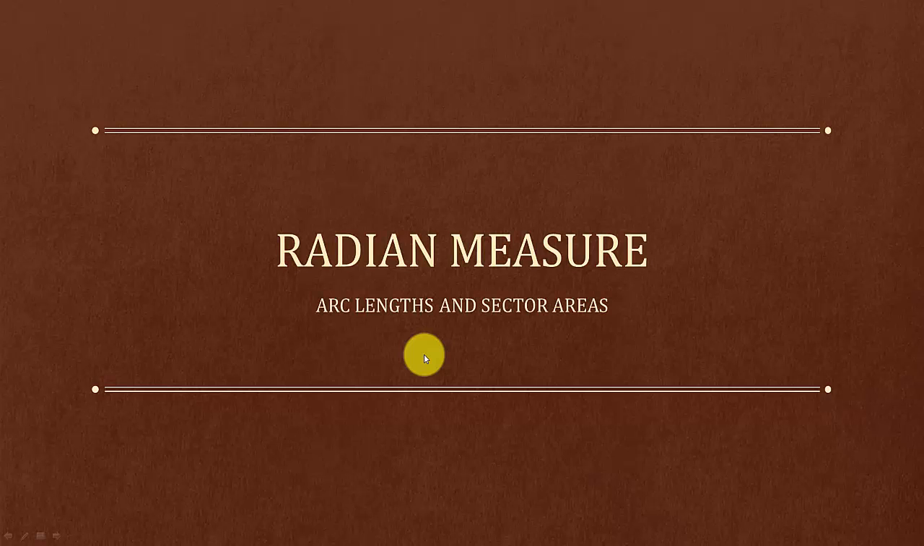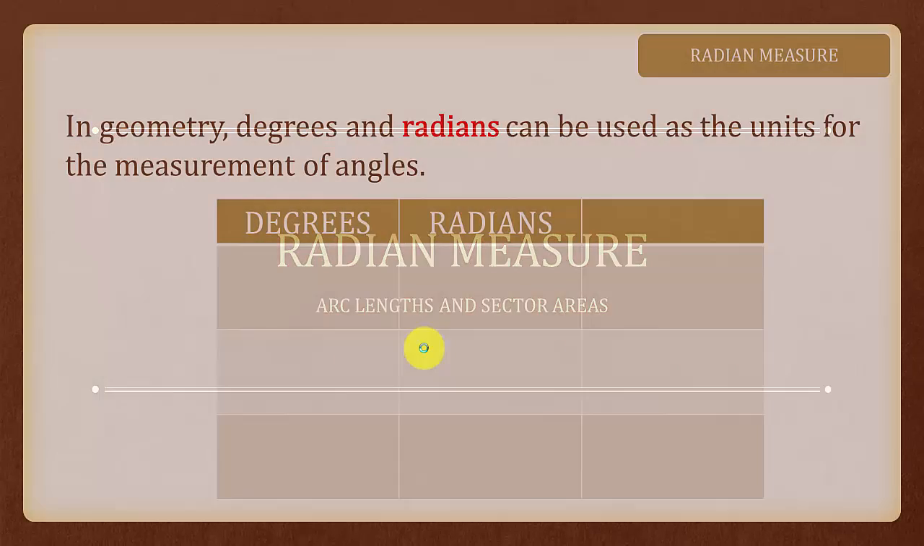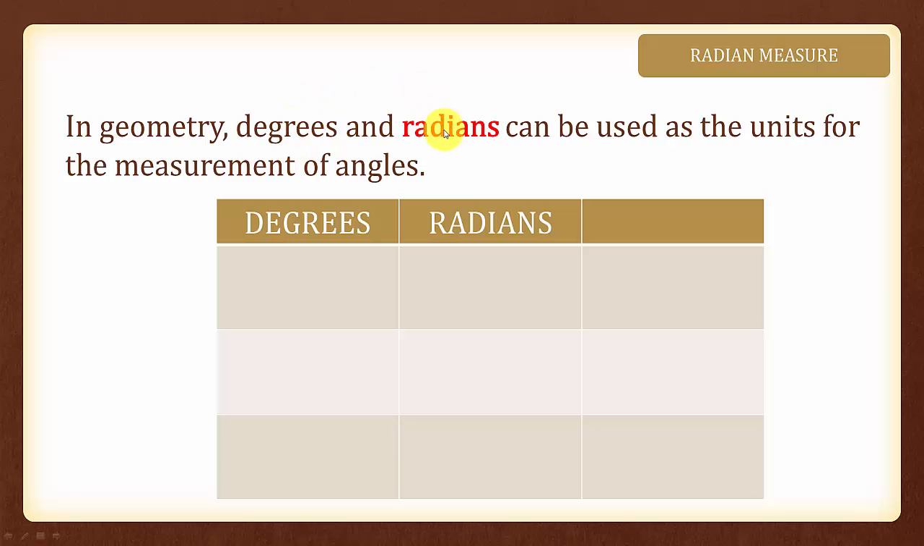In this topic, we are going to learn about radian. Just like degrees, radian is a unit that we can use for the measurement of angles. And the conversion between degrees and radian is given by 180 degrees equals pi radian, which will give us the conversion rates between degrees and radian.